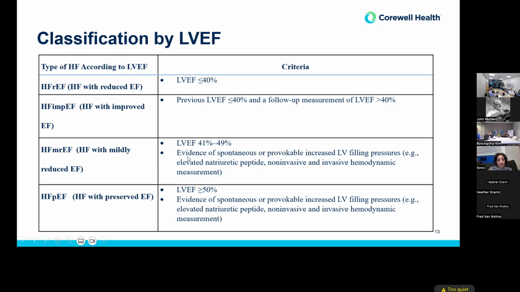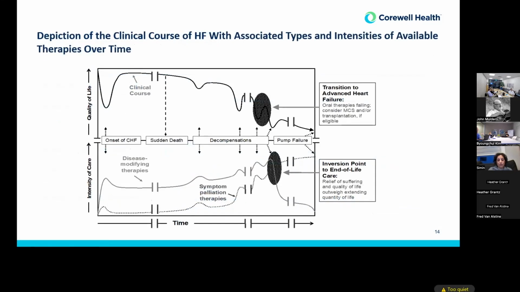If the EF is between 41 and 49, we refer to that as mildly reduced EF. And if the EF is above 50, which is a normal EF, then that is heart failure with preserved EF. You're going to see this a lot more in the cardiology documentation. They've really moved away from using diastolic, systolic. I know in the hospice world we still use that language, but that's the classification that cardiologists use.